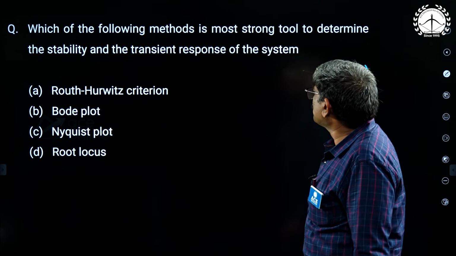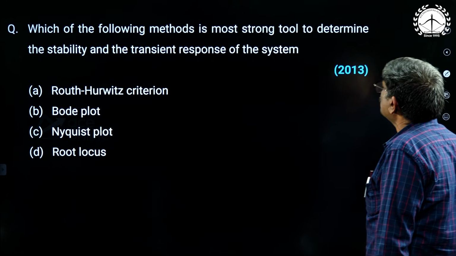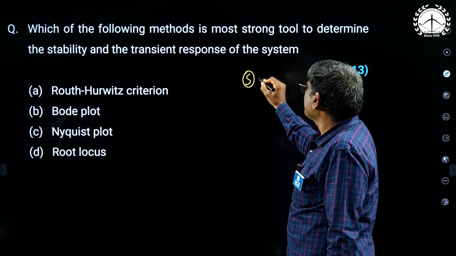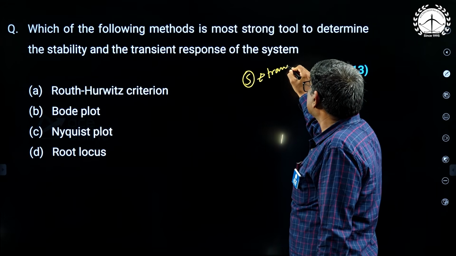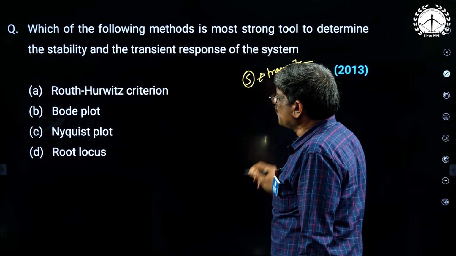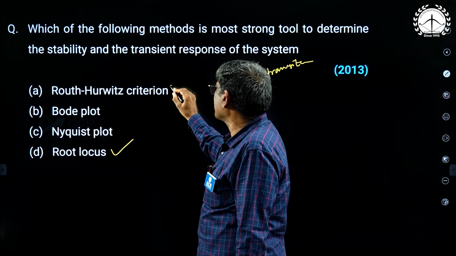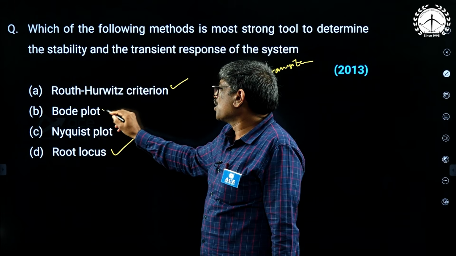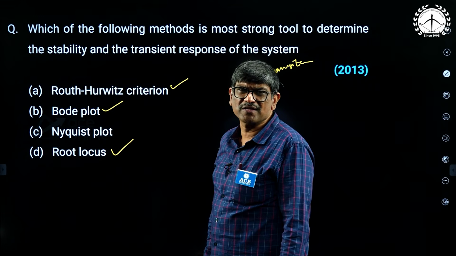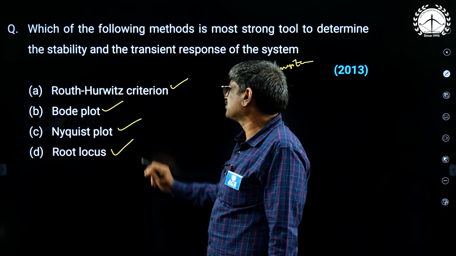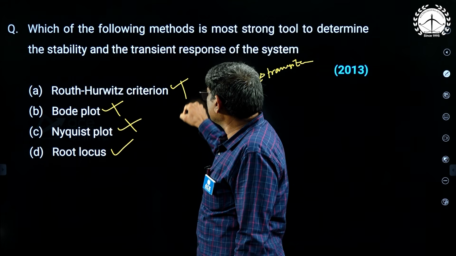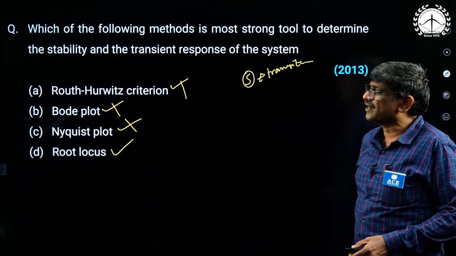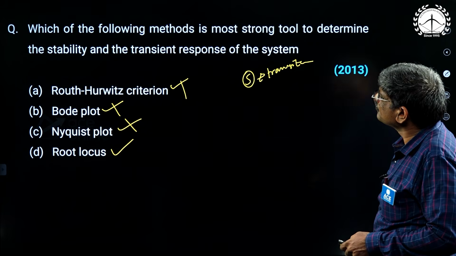Third one, which of the following methods is the strongest tool to determine the stability and transient? We want stability as well as transient. Stability and transient are possible only in the root locus, because the RH criteria gives just the stability, either stable or not. Bode plot gives gain margin, phase margin. We don't know the pole location. Nyquist also has the same problem. That means all these three are wrong. Root locus, we know the poles' location. We can identify the transient response of the system.